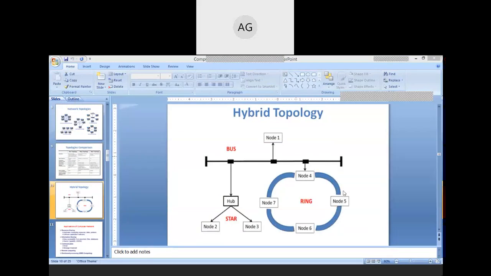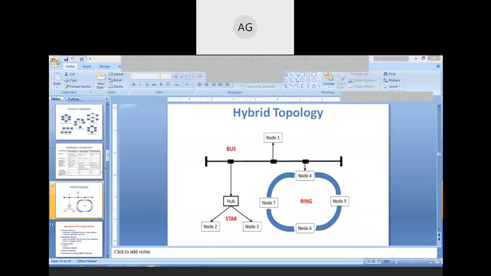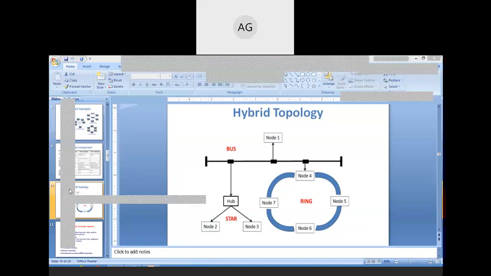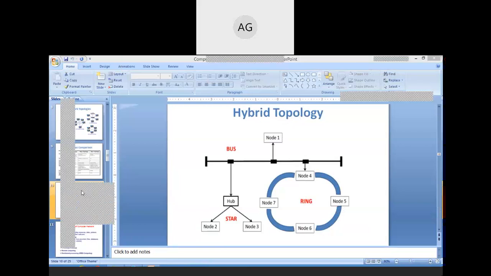As you can see on your screen, this is the hybrid topology. Hybrid topology is basically formed with the addition of two or more types of topologies. Here you can see that we are using three types of topology. That's why, as it is the combination of two or more types of topology, its name is hybrid.